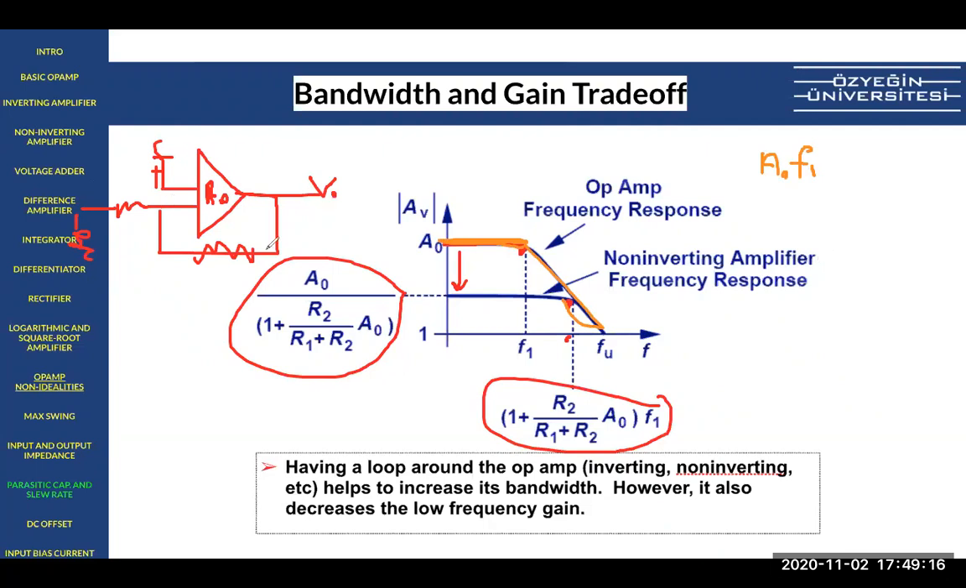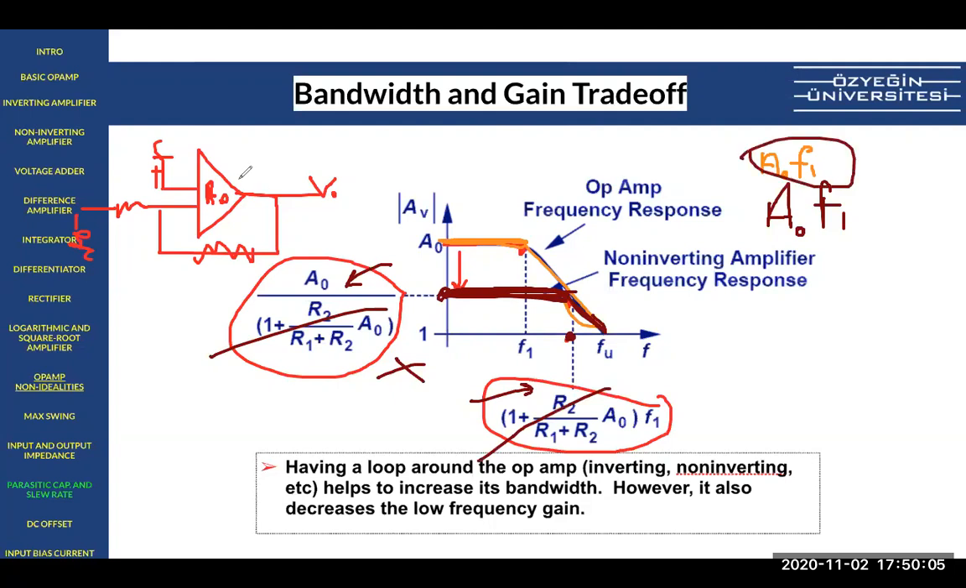And now we put the structure into feedback, and the new curve, the less gain curve, became this. So the gain is this, and the cutoff frequency is this. And when you multiply these two terms, you realize that it's also A0 F1. You lose the gain, but you boost your cutoff frequency. As you can see, these cancel. And this is called the gain bandwidth constant. So amplifiers have this gain bandwidth constant.